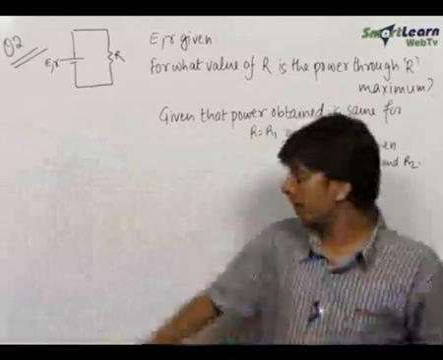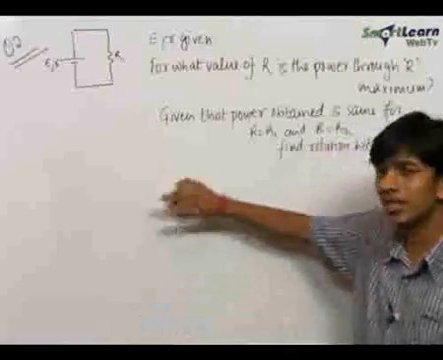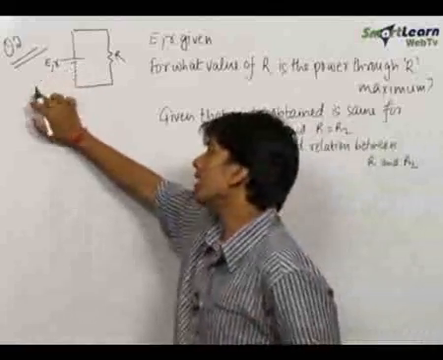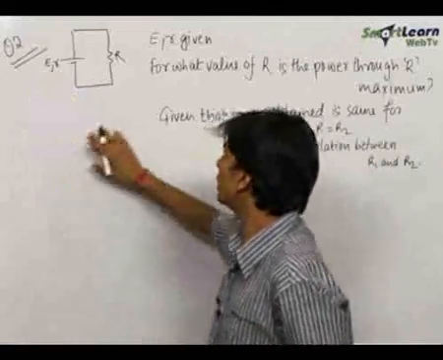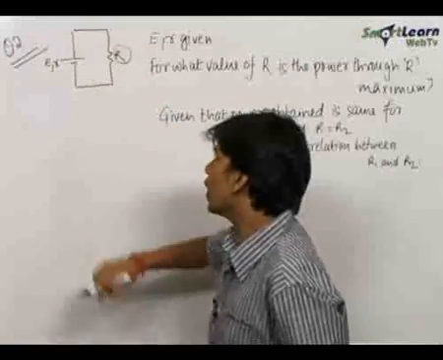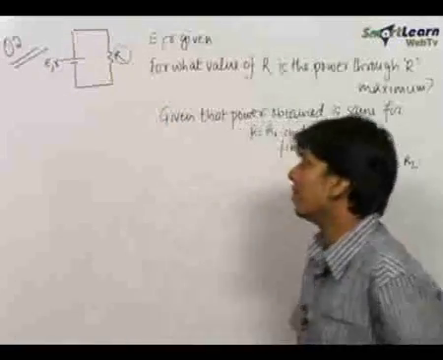The second question that we have is an important question, and you should remember the result of this question which we will get. We have been given a battery of EMF E and internal resistance small r, and there is a resistance R attached over here. We need to find out the value of R for which the power through this R is maximum.